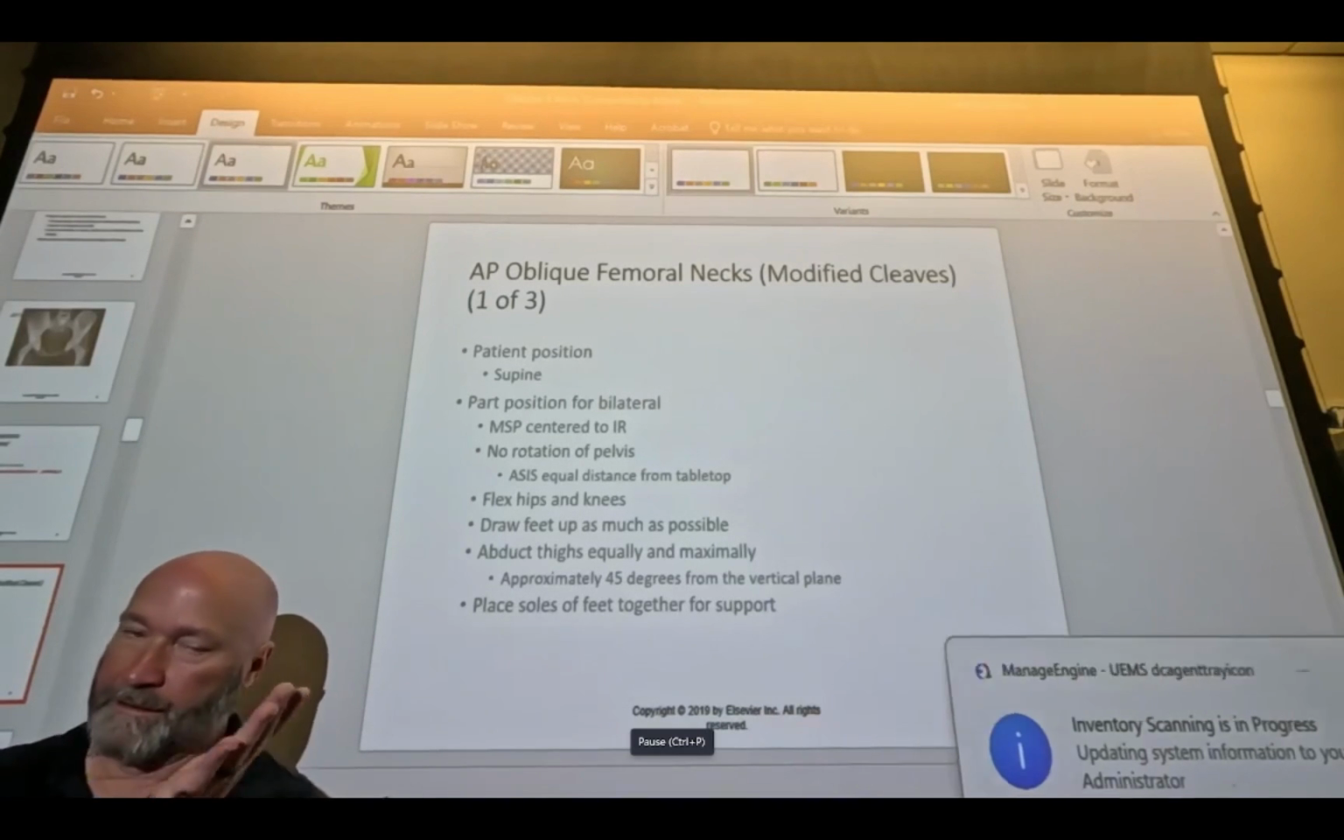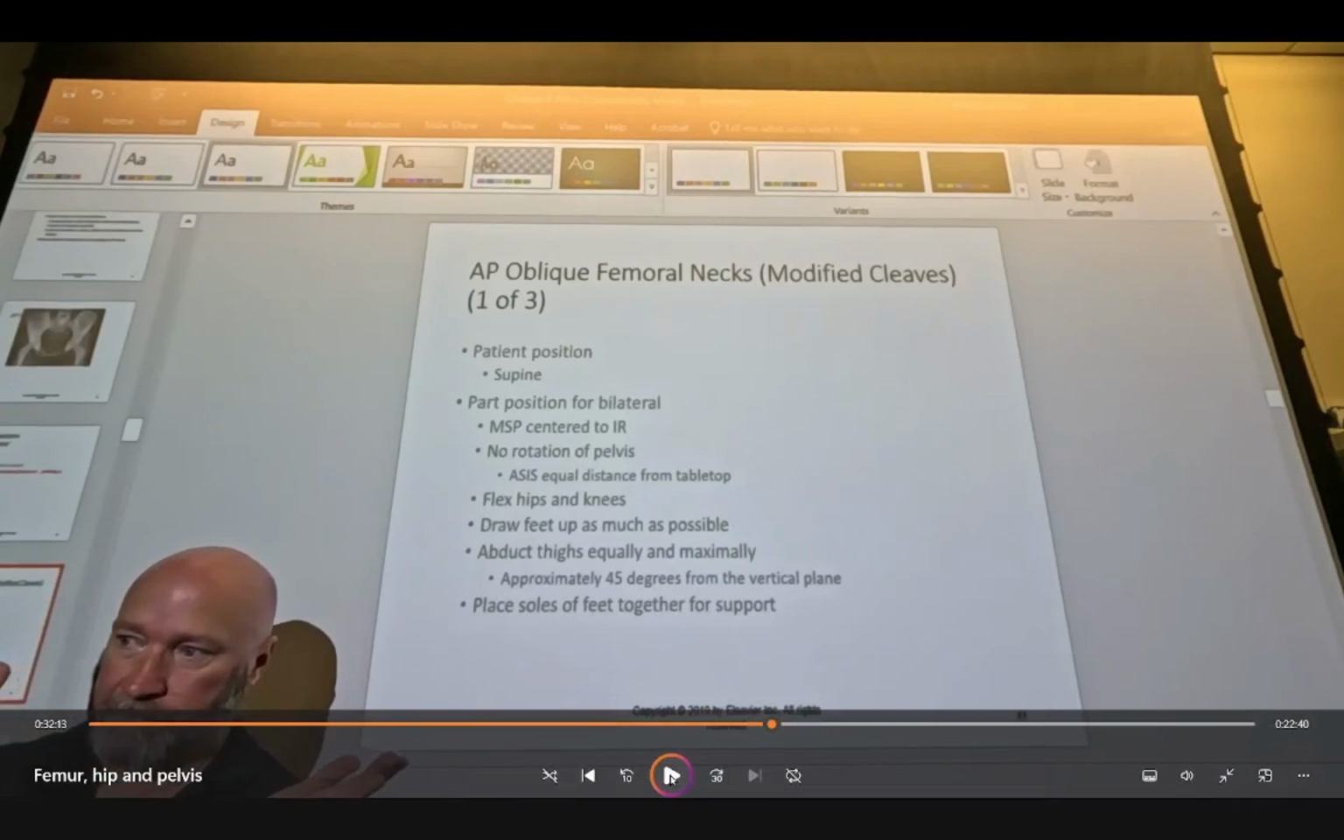Now, before I press on to Danelius-Miller, if you look on page 392, you see another view that is essentially the same thing as a frog leg, and that is the Lowenstein and Hickey method. It's pretty much the same thing as a modified unilateral Cleaves method. So it's another frog leg.